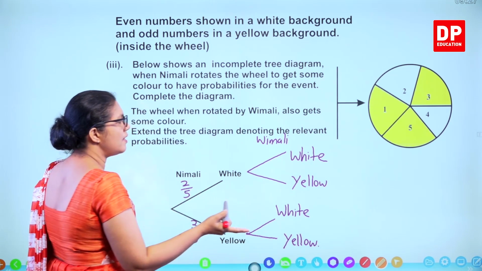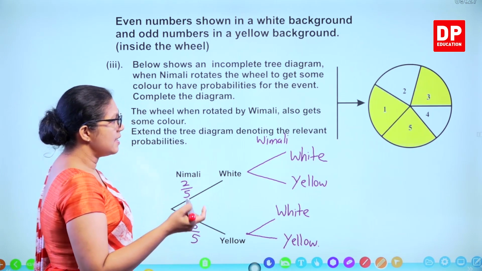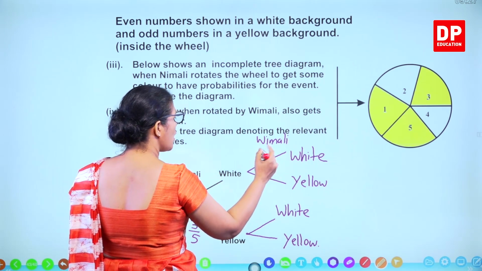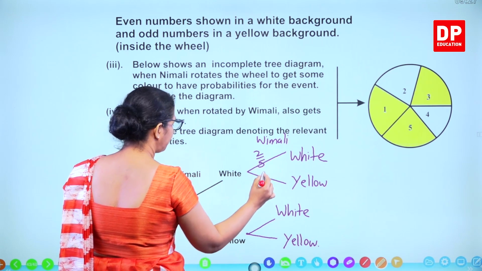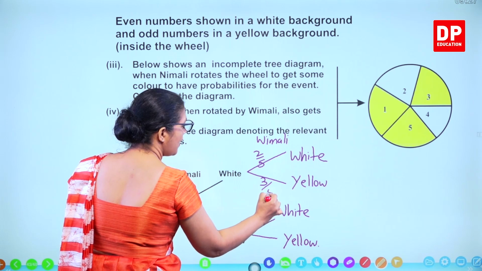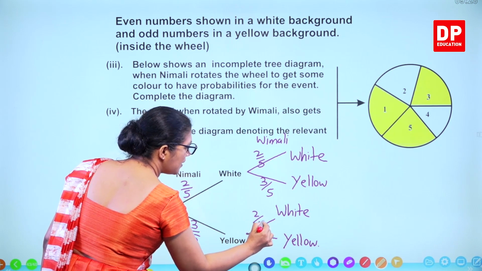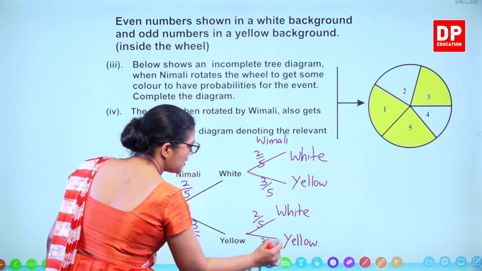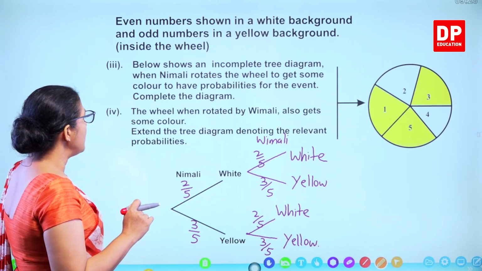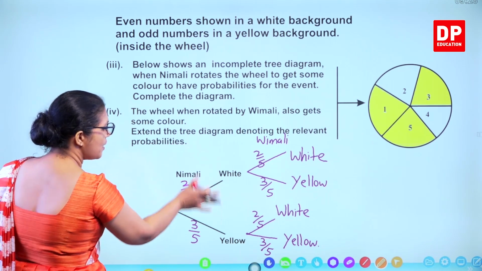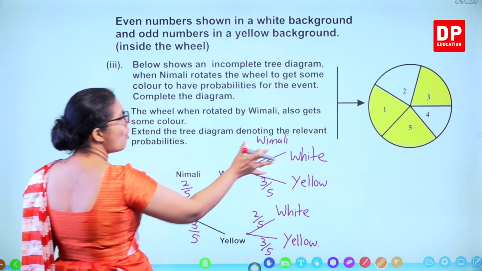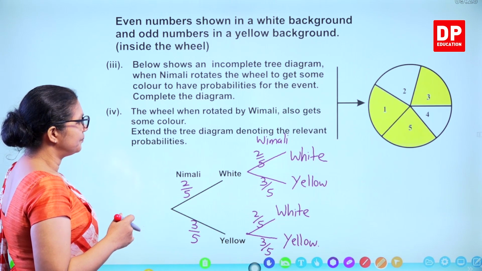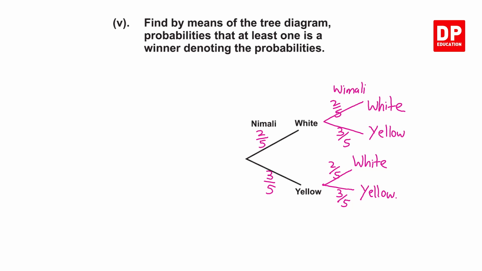Now the same wheel is rotating twice, so you get the same chances. 2 over 5, 3 over 5. 2 over 5 here, 3 over 5. So this is the full tree diagram for both. This is for Nimali and this is for Vimali. Now we'll do the next part. So this is what we drew in the previous part.